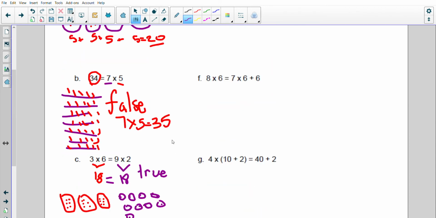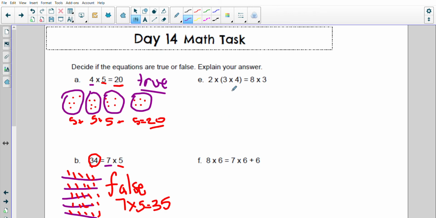All right, we're going to take a trip back up to the top of the page. This one, again, remember when I have multiplication, or if I have parentheses, I'm going to solve whatever's in my parentheses first. So if I have 2 times 3 times 4, and that's in parentheses, so I'm going to start with my 3 times 4. So I have 3 groups of 4. Can't see that dot. There we go. So I have 1, 2, 3, 4, 5, 6, 7, 8, 9, 10, 11, that's 12.